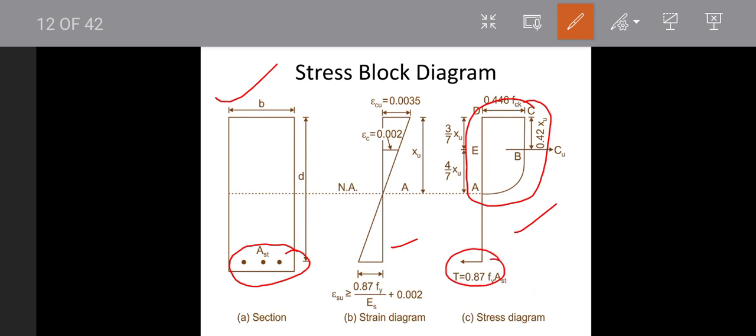Here we have provided only the arrow mark because this particular reinforcement area alone is going to carry the tensile load, but this entire block will carry the compressive load. So this is the stress block diagram, and the remaining portions we will see in the next class.